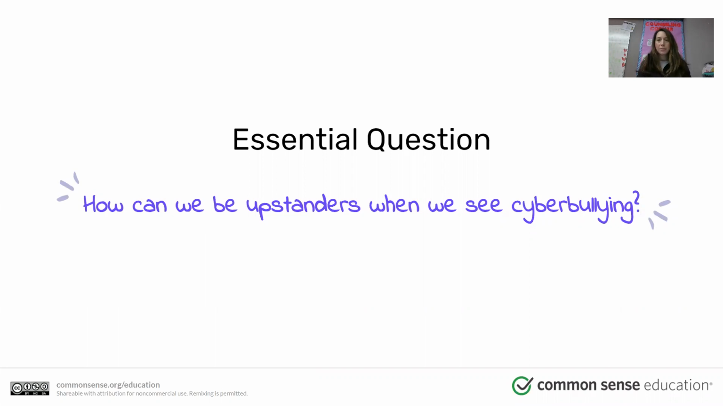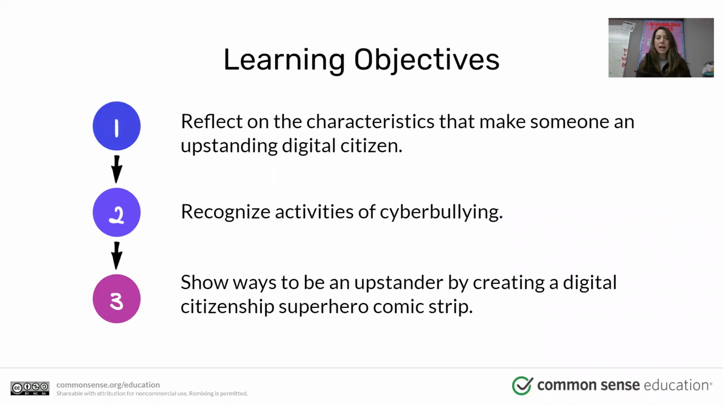We've talked about cyberbullying in the past, we've learned about it, and it is something that does exist online, and we have to have an awareness of what to do when we encounter something like this. So that's what we'll be talking about today, and we'll be looking at what characteristics make somebody an upstanding digital citizen, meaning somebody who stands up to cyberbullies. Then you're going to think about what those characteristics would look like in somebody.